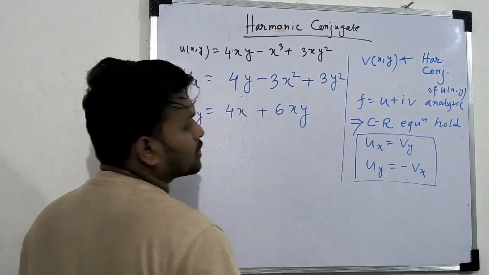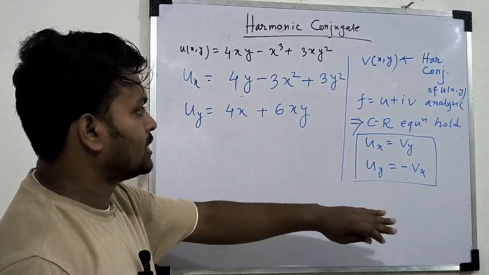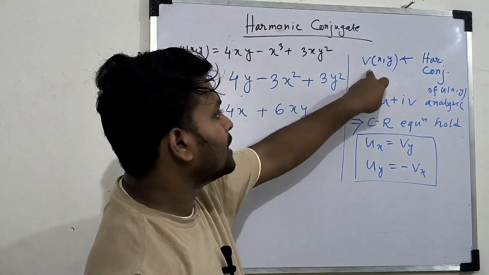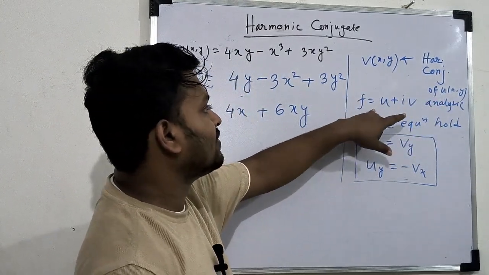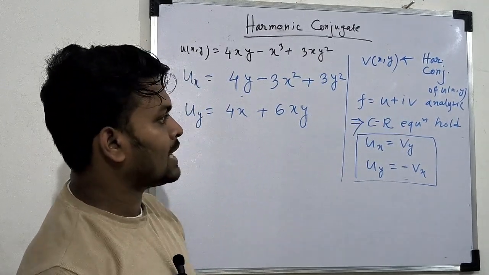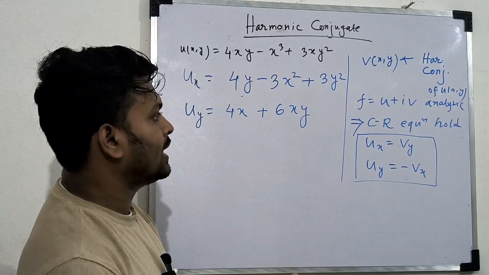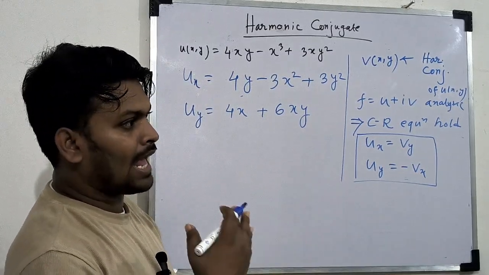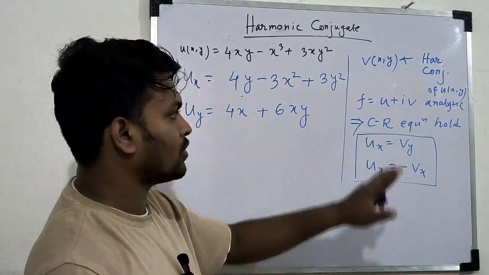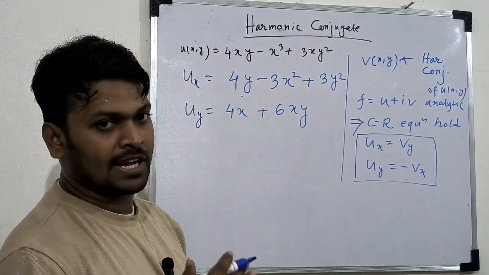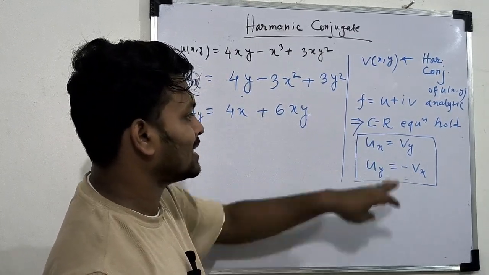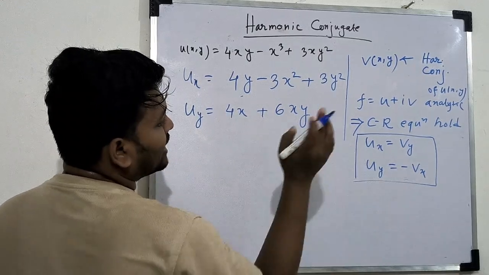These two are the CR equations. We simply apply the definition of harmonic conjugate: v will be the harmonic conjugate of u if f equal to u plus iv is analytic. F is analytic at a point means that the function is differentiable at every point of some neighborhood of that point, including that point itself. If f is differentiable, then it satisfies the CR equations. Using this we have to find v.